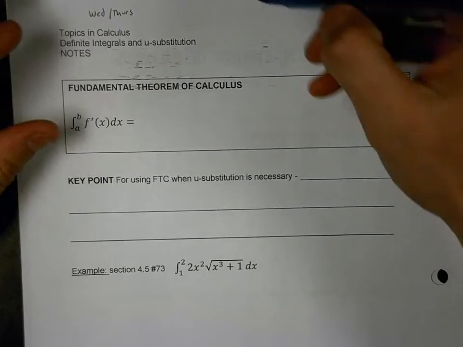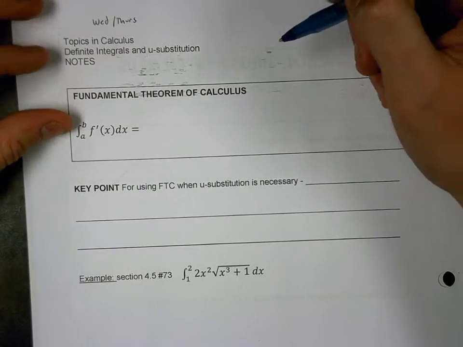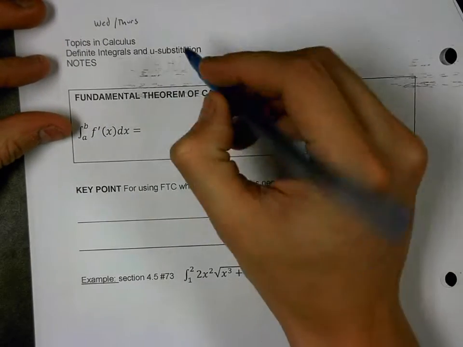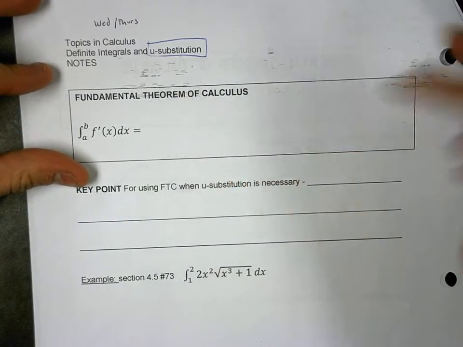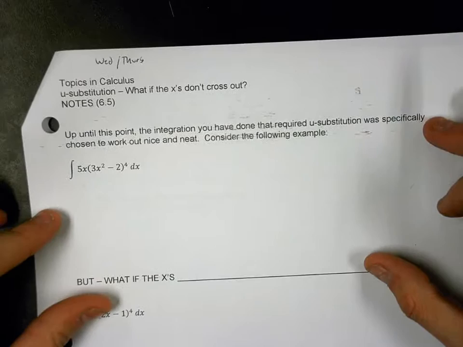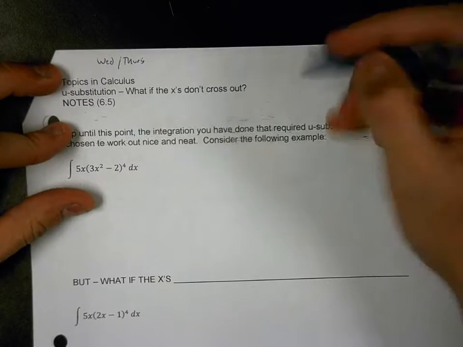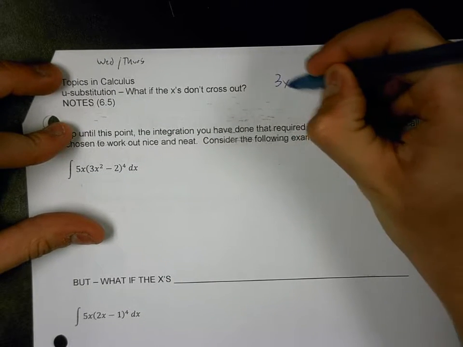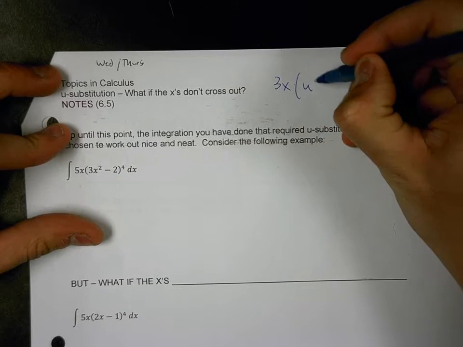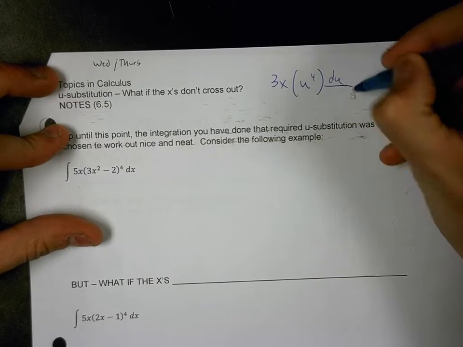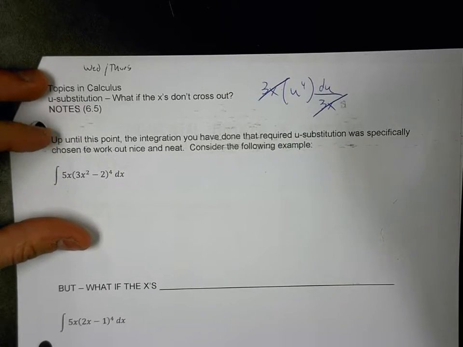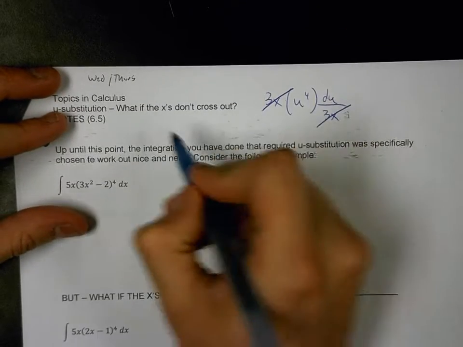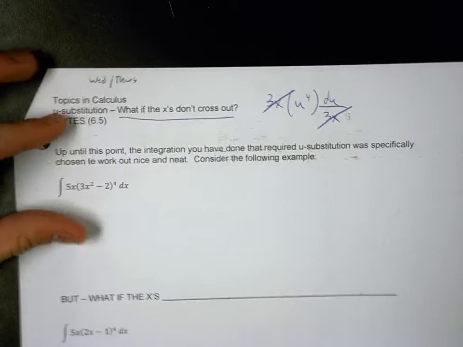two things. So this first page that you see here in your notes is what to do when we have to use U substitution when we're integrating. And then the next page, which we'll do in just a few minutes, is remember how so often when we U substitute we have something like this, u to the fourth, and then there's du over 3x, and the extra x terms just canceled out? Well, what if they don't? We have to learn that as well.